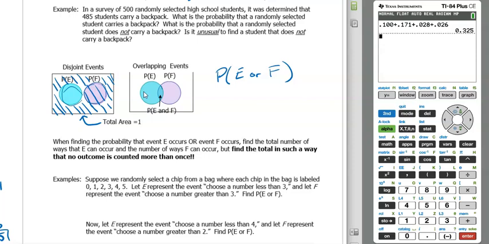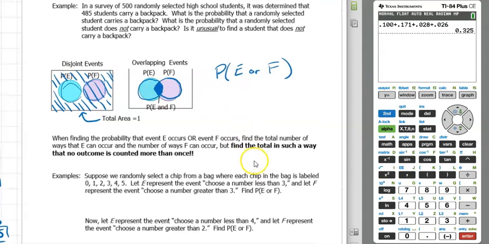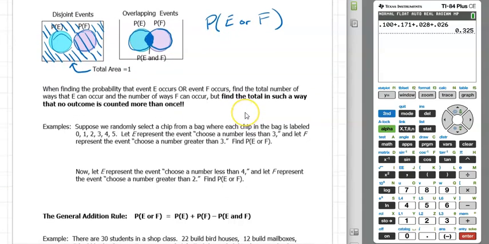But if we take these areas that overlap, if we add these areas, then this little part that's in the middle, we would end up counting it twice. And so that's how we will develop the general addition rule, which is where we have to subtract 1 copy of this little slice in the middle. But more on that to come later.